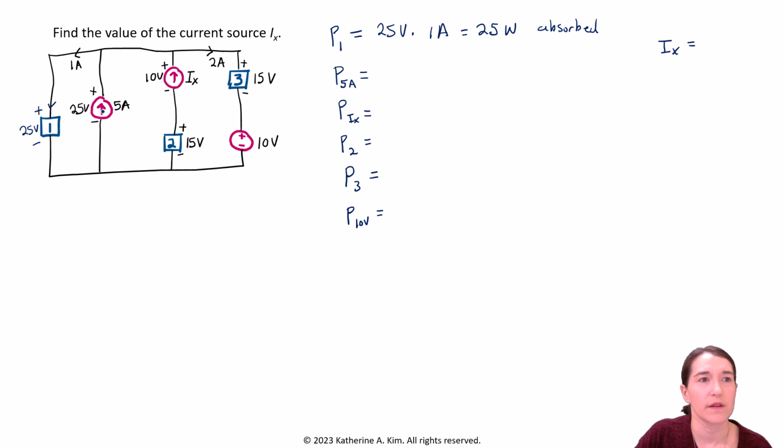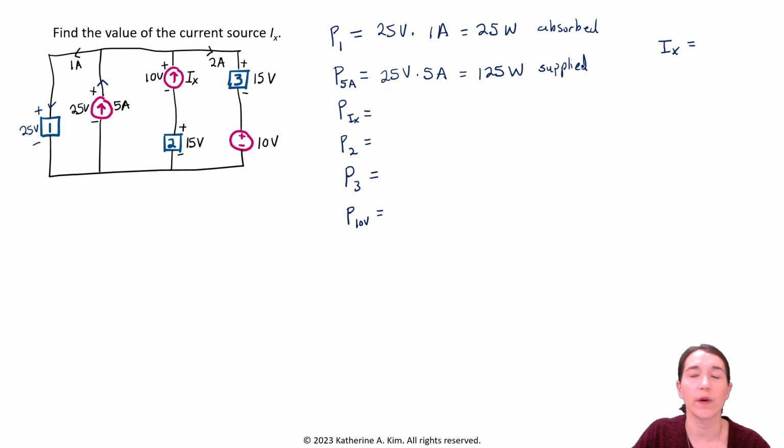Now let's go to the next one. So we have 25 volts, we see that, and we have 5 amps, so we can start there. So 25 volts times 5 amps. This is going to be 125 watts, and what is it going to be? Let's look at our problem. The current is coming out of the positive, so that means it's being supplied by the current source. So we can say supplied here. All right, now we just keep going down the line, and then at the end we'll add them all up.